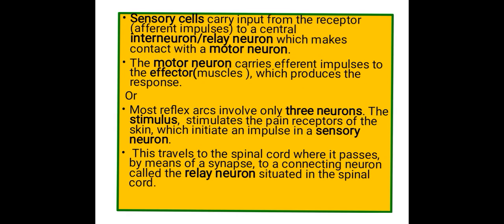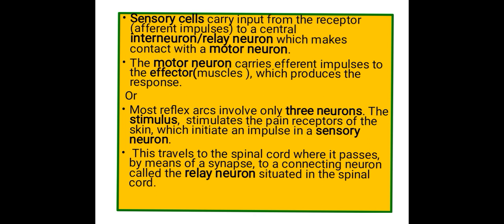Sensory cells carry input from the receptor, afferent impulses, to a central interneuron, the relay neuron, which makes contact with a motor neuron. The motor neuron carries efferent impulses to the effector muscle, which produces the response. Most reflex arcs usually involve three neurons.